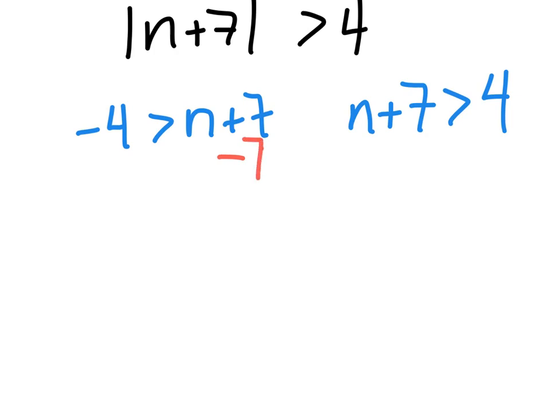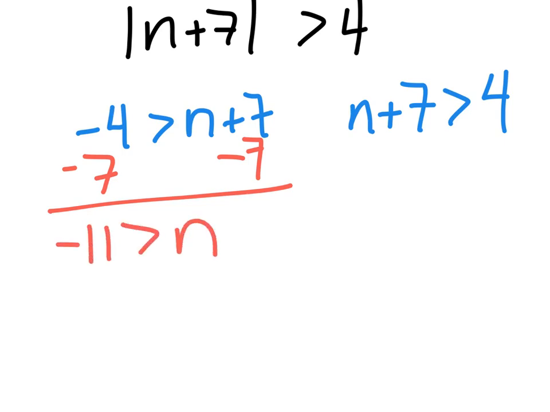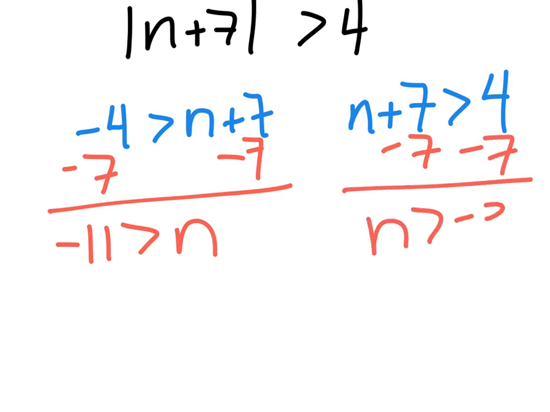So -7, -7, -11 is greater than n. And then this one, -7, -7, n is greater than -3.